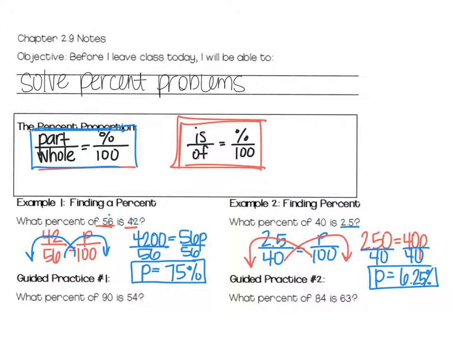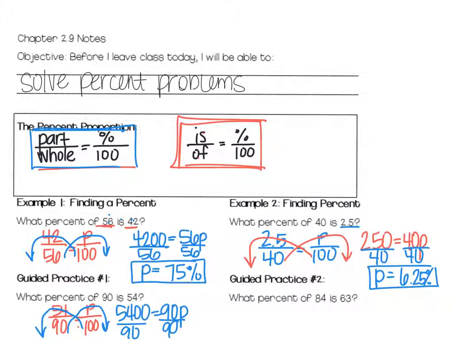I'm going to do one more with you, and then I'm going to ask you to do the other guided practice by yourself. What percent of 90 is 54? Is number over of number equals percent over 100. To solve a proportion, you do the cross product. So we'll do bottom of the right times top of the left and get 5400. Then we'll do 90 times P and we get 90p. Divide both sides by 90 and your final answer is 60. So 60%.